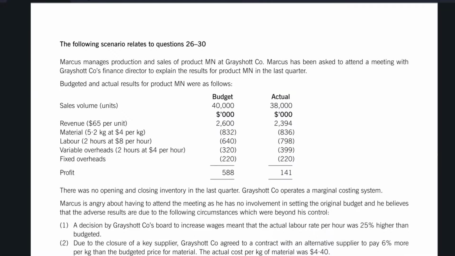PM team, I've got the question open here. We've got the manager, Marcus, who works at company MN, and we have some results. We've got some actual results for the period, and we have the budget that was set at the beginning of the period. First thing we can notice, they were expecting profit of 588. They got profit of 141. So a bad quarter.